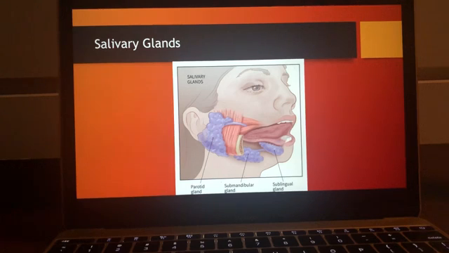Many minor salivary glands are scattered through the mucosa of the tongue, palate, and cheeks. They continuously secrete fluid, keeping the lining of the mouth moist. The three pairs of major salivary glands are the parotid glands, submandibular glands, and the sublingual glands.